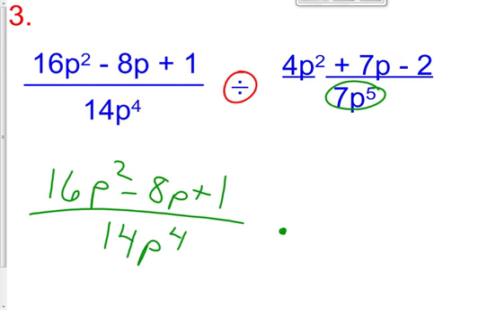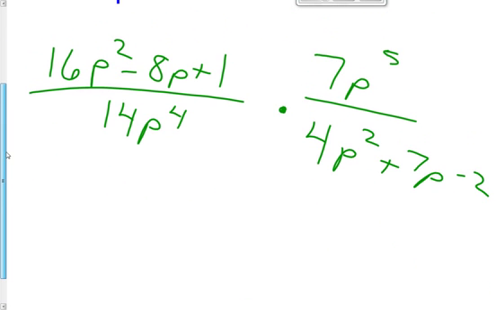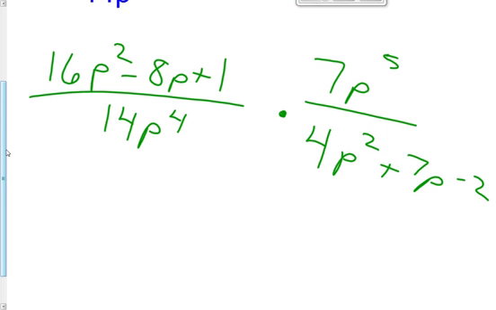So this 7p to the 5th, move it upstairs. 7p to the 5th divided by our trinomial, bring it downstairs to the denominator. So 4p squared plus 7p minus 2. Alright, your goal now is to cancel common factors. So these factors we got to get by factoring. That makes sense, doesn't it?